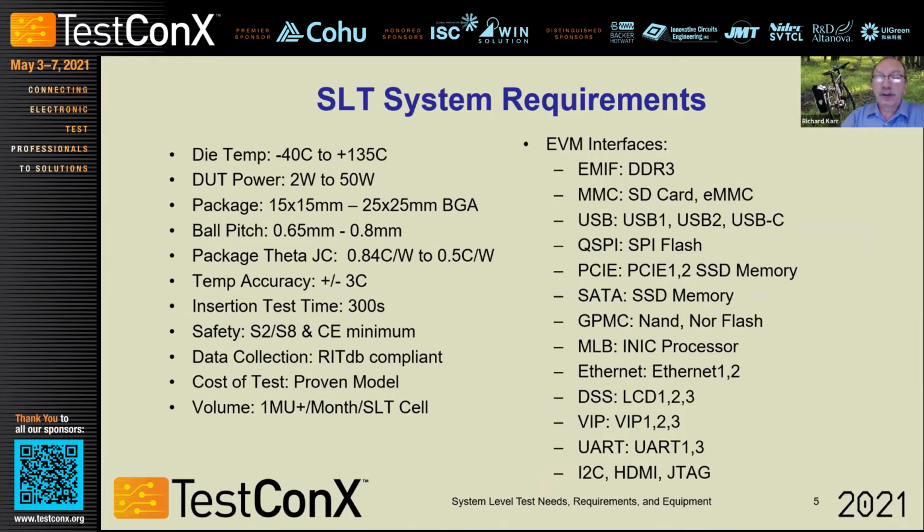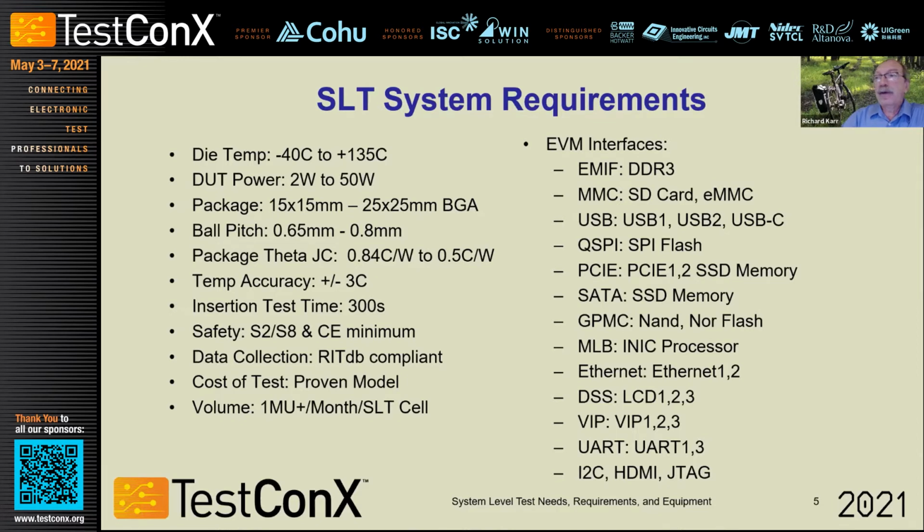So what we did is we took that basic definition and put together some system requirements. Here you can see what these look like. The list of parameters on the left are mainly aimed at the handling requirements of the envisioned SLT system. Some of the more notable requirements there in that list, of course, are the die temp range. We needed to go from cold to hot.